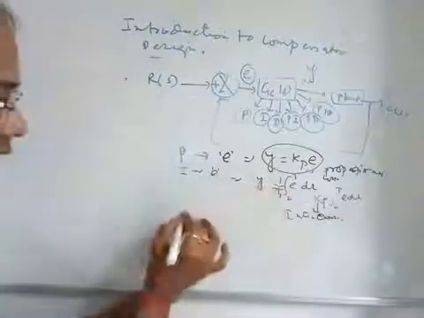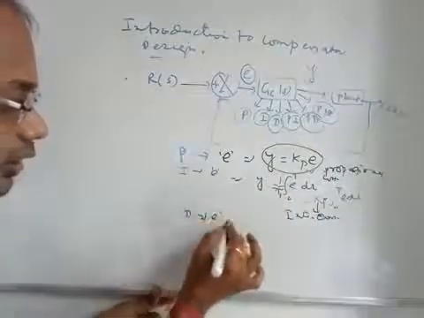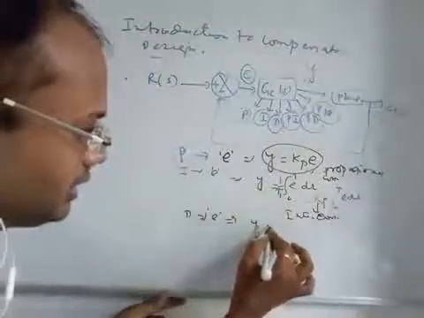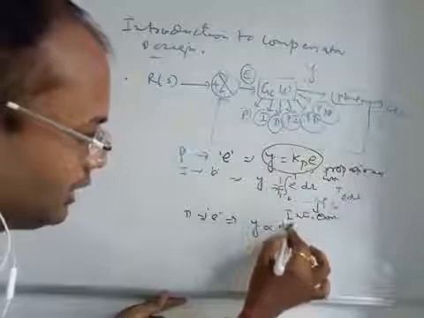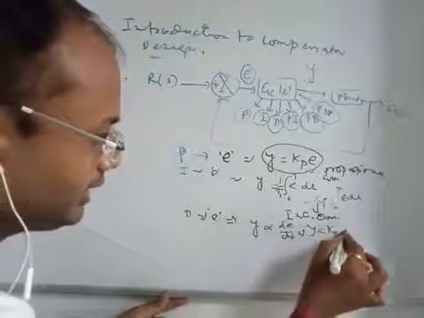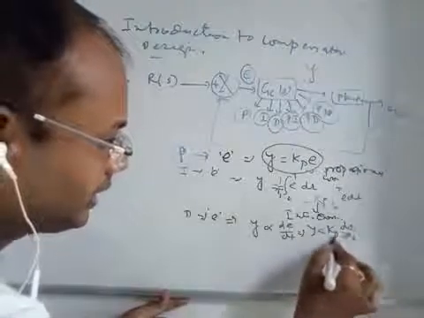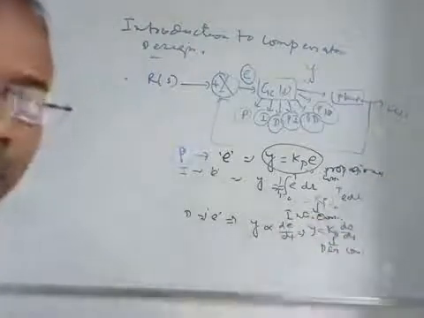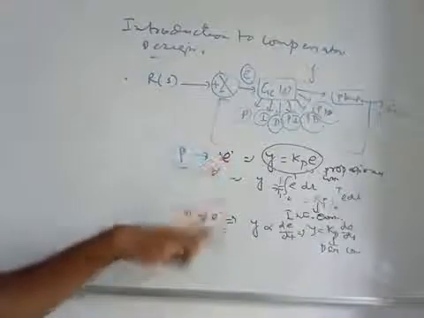And for D actions, based on the error, the output is proportional to the derivative of the error. That means Y is equal to Kd times de/dt, and this is your derivative constant. So these are the three actions.